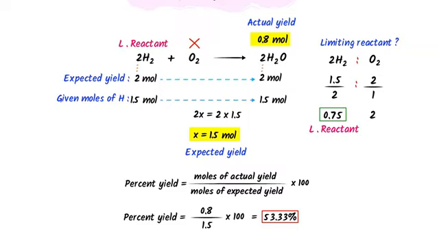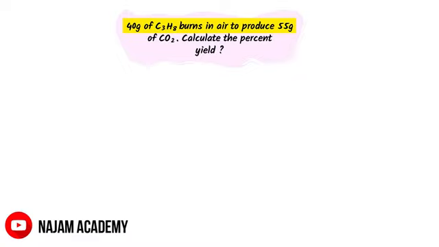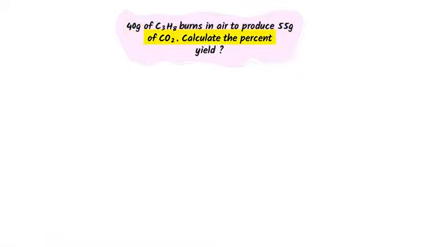Finally, let me teach you one hard devil question. For example, 40 gram of C3H8 burns in air to produce 55 gram of carbon dioxide gas. Calculate the percent yield of carbon dioxide. Here, all the compounds are given in grams. Our task is to convert them into moles.